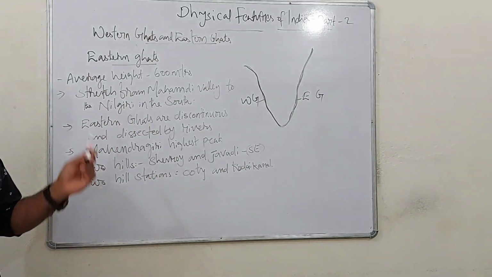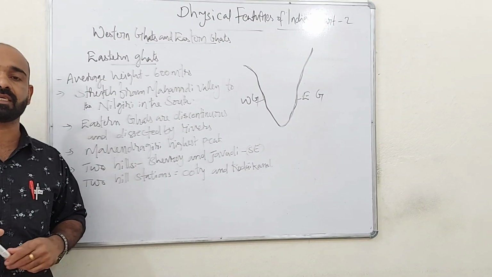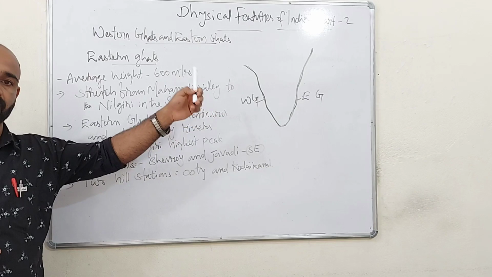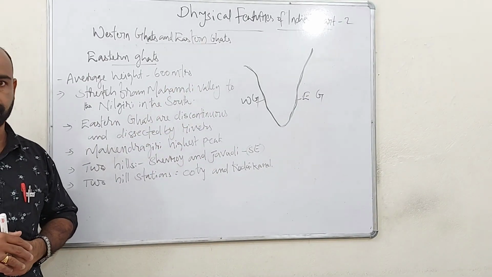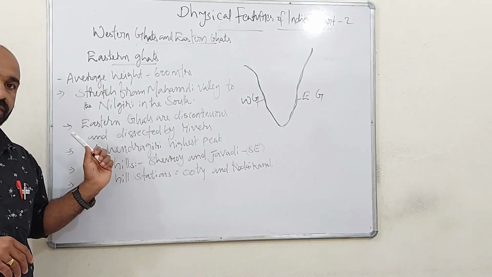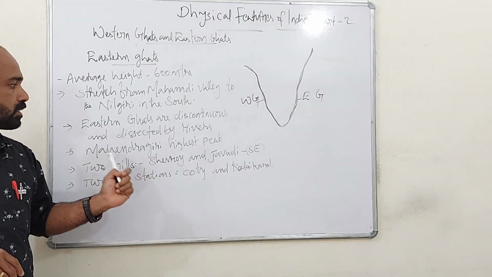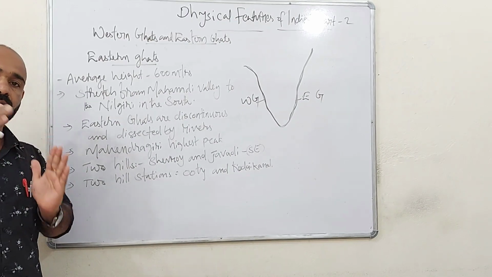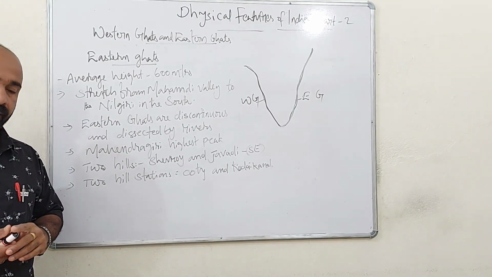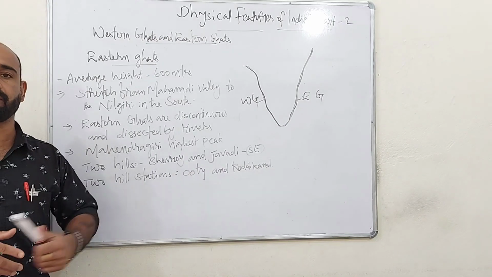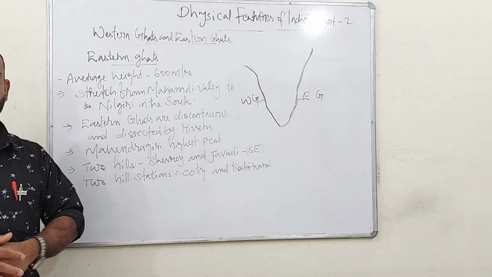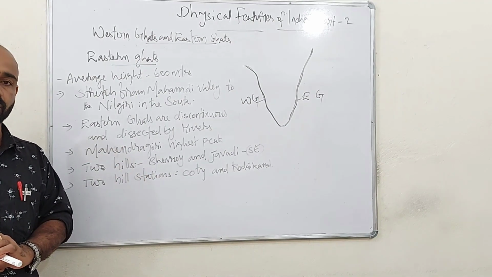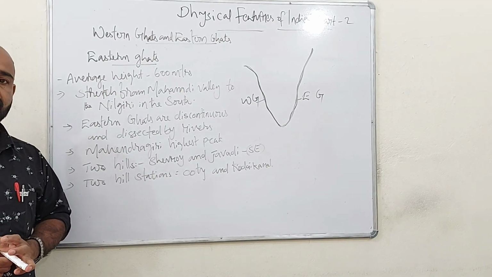So once again, the average height of the Eastern Ghat is 600 meters. This Eastern Ghat stretches from Mahanadi River Valley to the Nilgiri in the south. The highest mountain peak is Mahendragiri, and Eastern Ghats are discontinuous and dissected by rivers. Two famous hills, Shavaroy and Javadi hills, and two famous hill stations are Udagamandalam, popularly known as Ooty, and Kodaikanal. These are the two famous hill stations of Eastern Ghat.